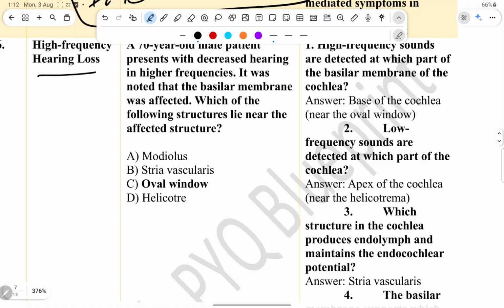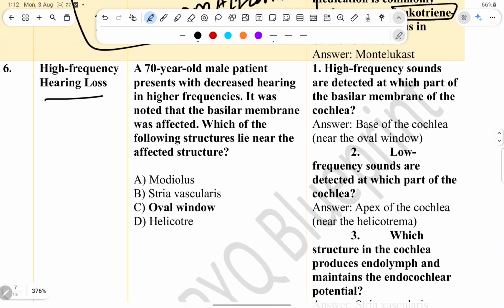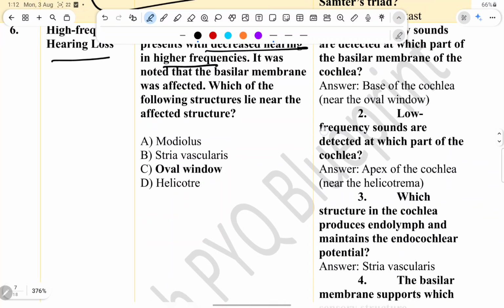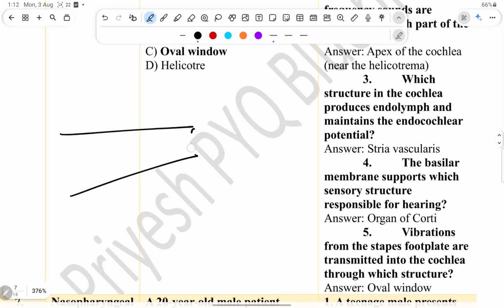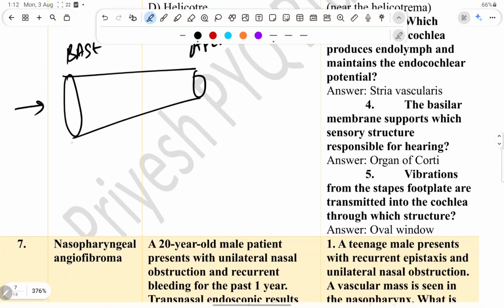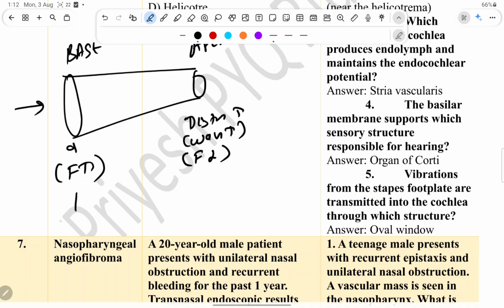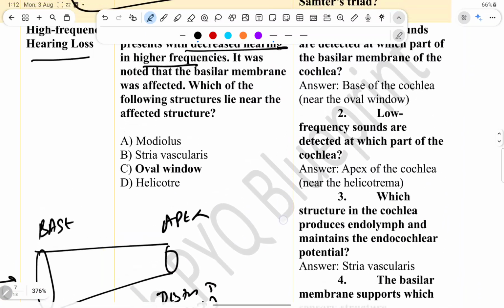High frequency hearing loss. A 70-year-old patient with decreased hearing of high frequency. First we will learn about the two parts: the base and the apex. Sound waves come from the base. Since the distance is low here and high there, wavelength will be more and frequency will be low near the apex, while here frequency will be high. This is near the oval window, and this is near the helicotrema. So now we can easily answer the question.